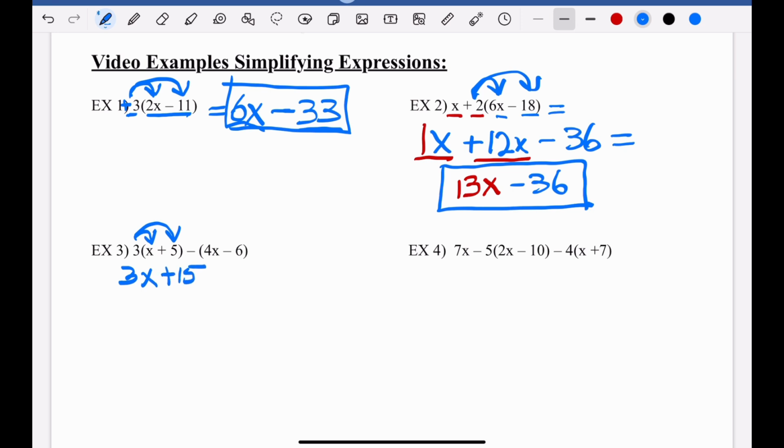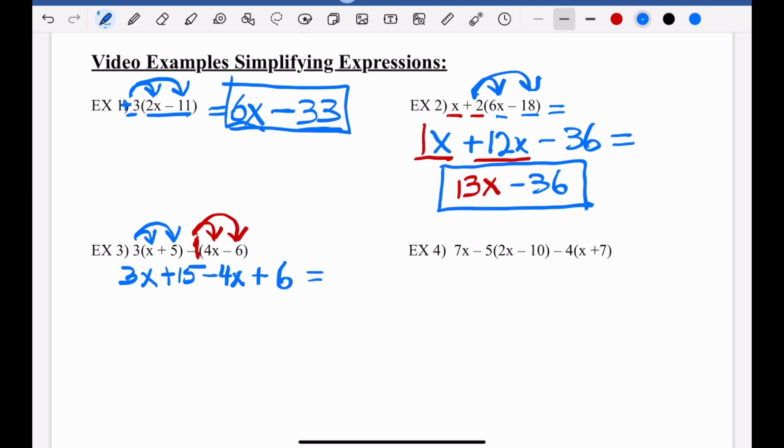And then be very careful with the second parentheses. Anytime there is a sign with no number after it, it's an understood negative 1. So there is a negative 1 connected to this parentheses. I must multiply both terms inside the parentheses by negative 1. Negative 1 times positive 4 is negative 4x. And then be careful here, negative 1 times negative 6, and negative times a negative is a positive. 1 times 6 is 6.